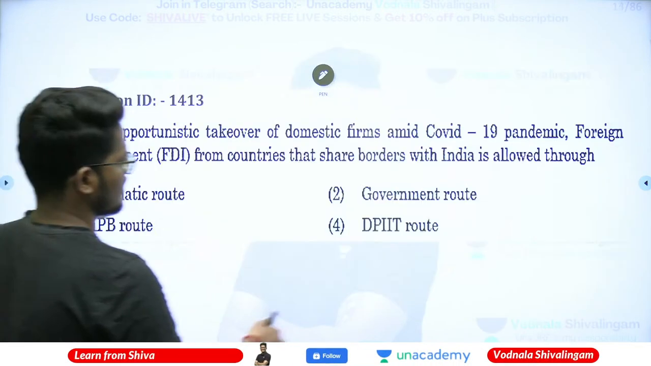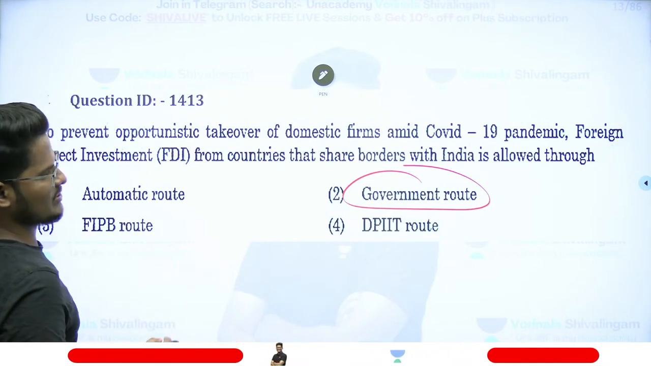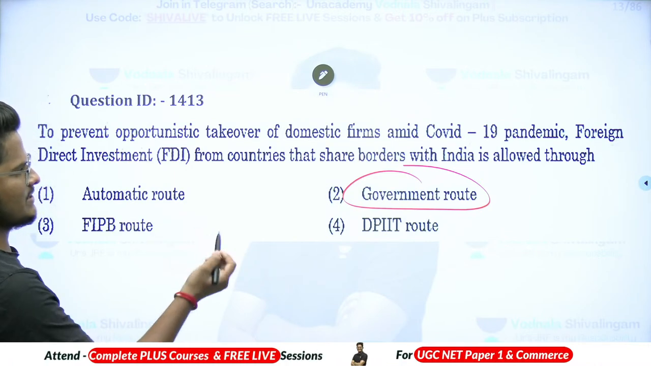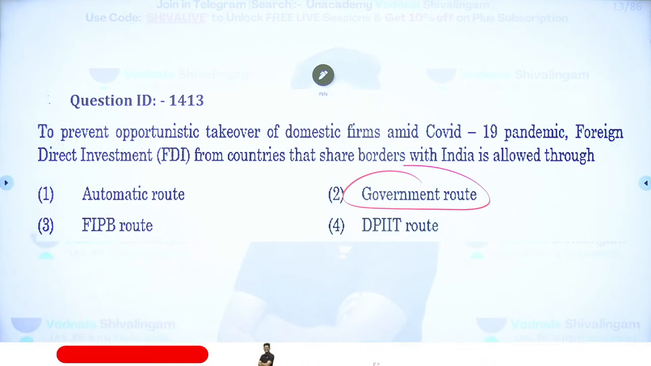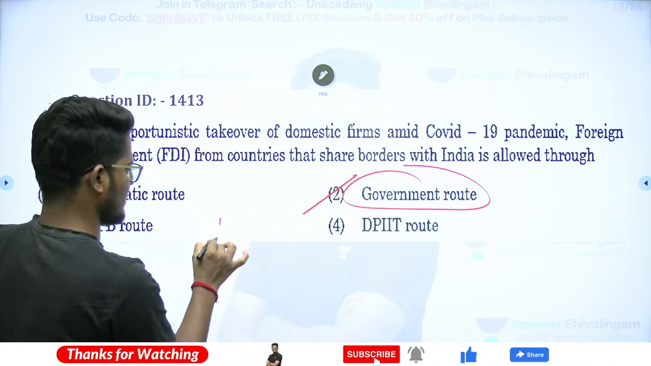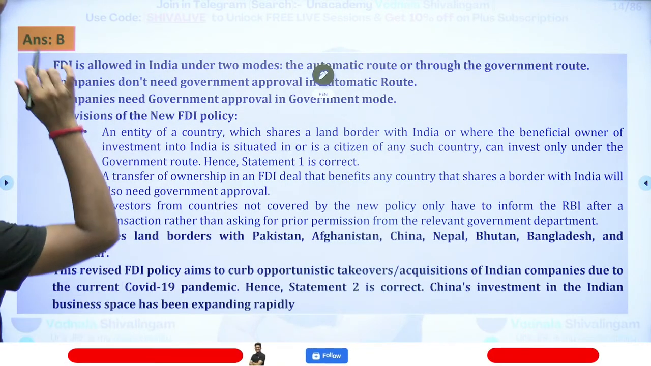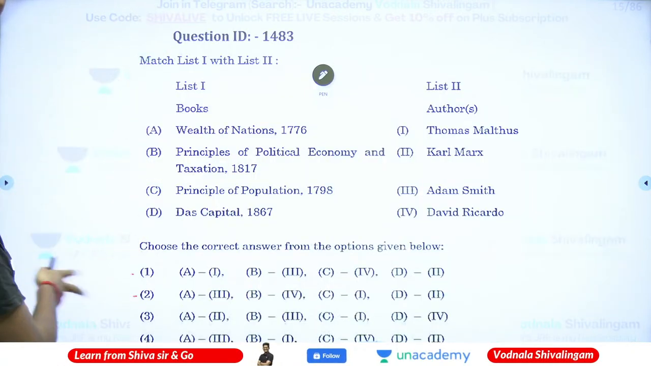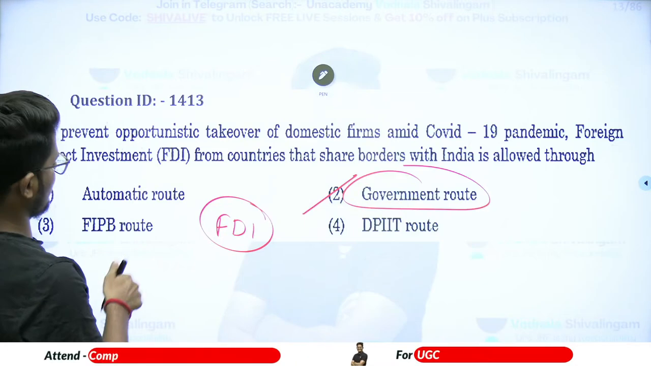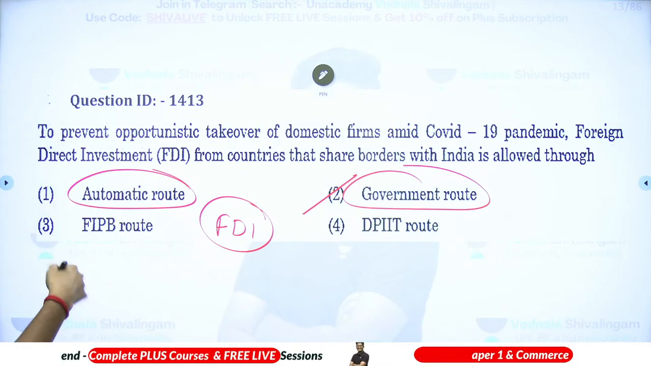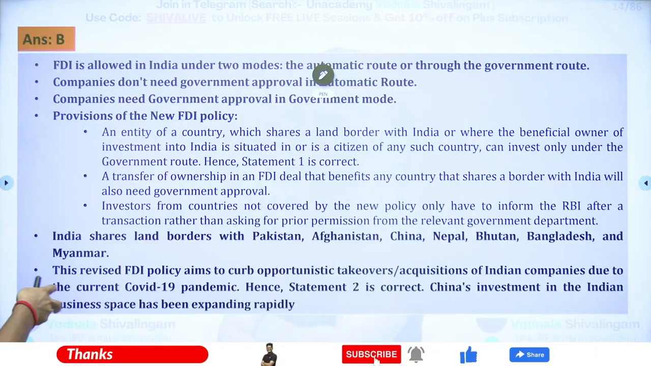The answer will be government route, because in order to stop the unethical takeovers, that is opportunistic takeovers due to financial imbalances that happened in the COVID-19 situation. If any opportunistic takeovers are happening through foreign direct investment from those countries, then only via the government route can the investment be undertaken. That is the decision of the government. Government route is nothing but, with the permission of the government only, they can invest as part of foreign direct investment. Otherwise they cannot. If it is automatic route, there is no need for approval of the government. But in the government route, you require approval of the government. So that will stop the opportunistic takeover, to prevent that only.